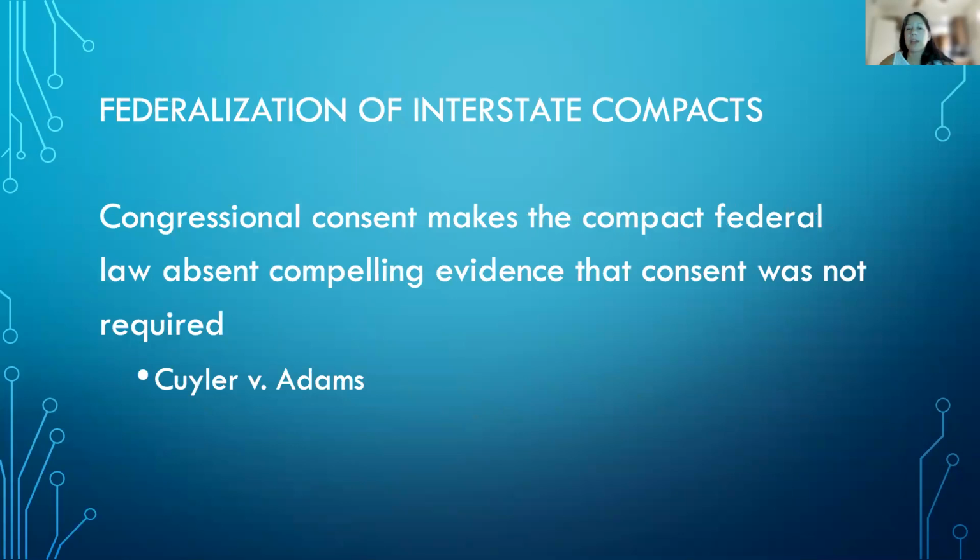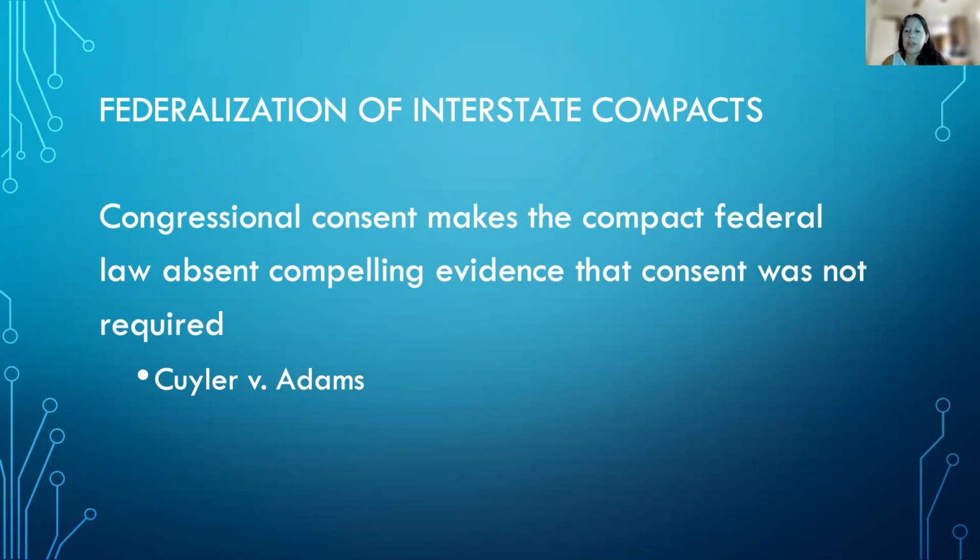Ultimately, what's interesting about an interstate compact is that it's one of the only state agreements that then becomes federal law with so little federal involvement. The congressional consent makes the compact federal law absent compelling evidence that the consent was not required. So if consent was not required, then it becomes law. If congressional consent is required, it becomes law once Congress grants such consent.